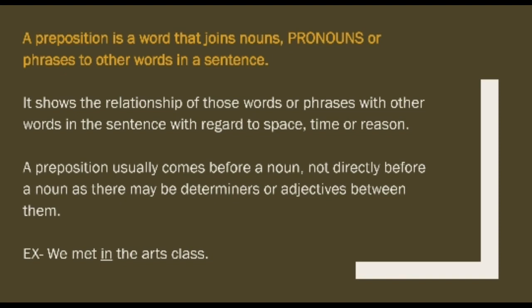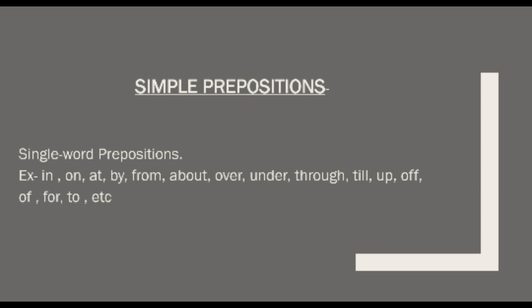Now let's know about the different types of prepositions. Okay, basically students, two important types of prepositions are there, which we are going to see. First one is simple prepositions. Basically simple prepositions are single word or one word prepositions, जो one word prepositions होती हैं, right? You can see the examples in, on, at, by, from, about, over, under, and number of. Okay, so single word prepositions are simple prepositions.